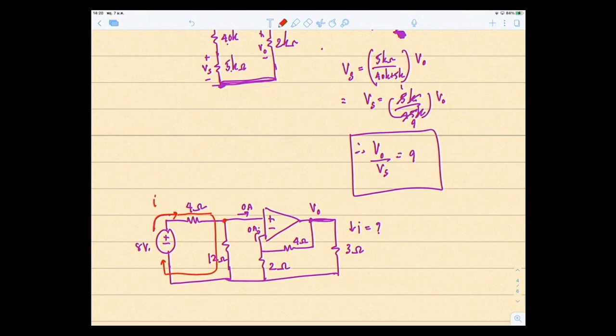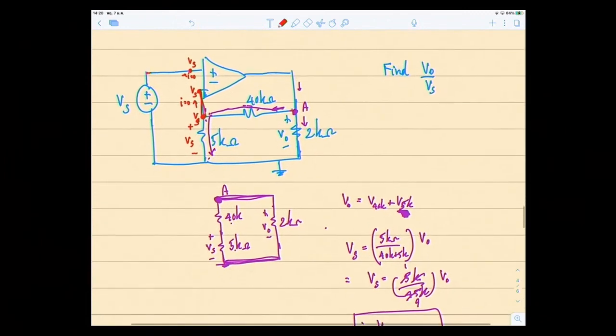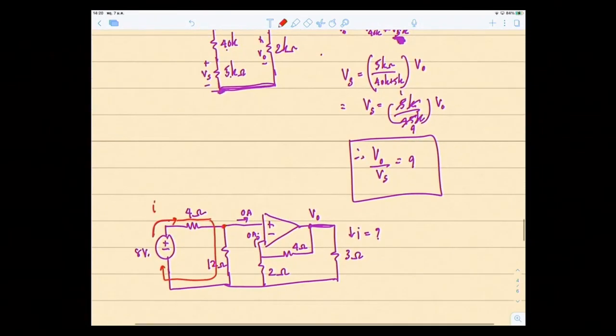So let's see if we can find the values. The previous problem was given as what? Vs already, but this one is not that, right? So this is the terminal for the voltage at this non-inverting terminal. So it is connected to this node with respect to ground. So therefore it's the voltage drop across this 12 ohms. Right, so that means the voltage drop across the 12 ohm is the voltage that would feed into the op amp.